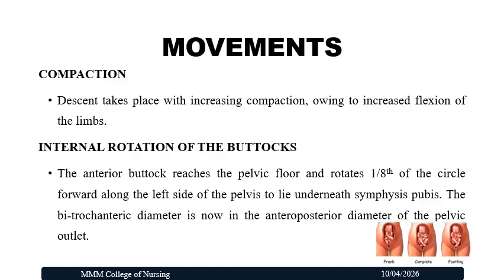Here the anterior buttock reaches the pelvic floor and rotates 1/8 of the circle forward along the left side of the pelvis to lie under the symphysis pubis. The bitrochanteric diameter is now in the anteroposterior diameter of the pelvic outlet.